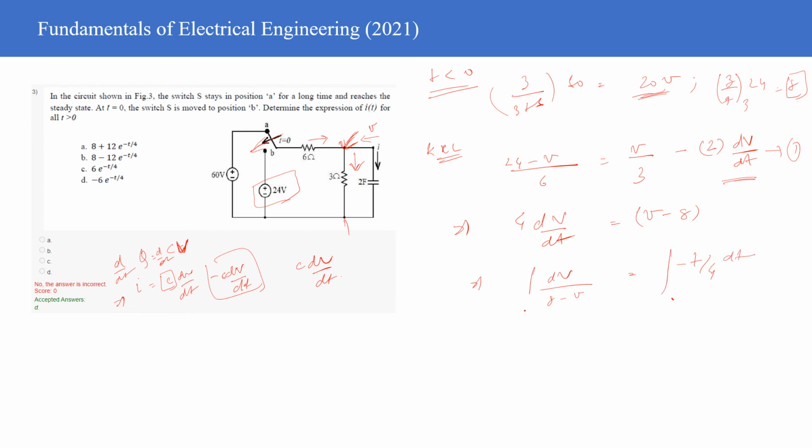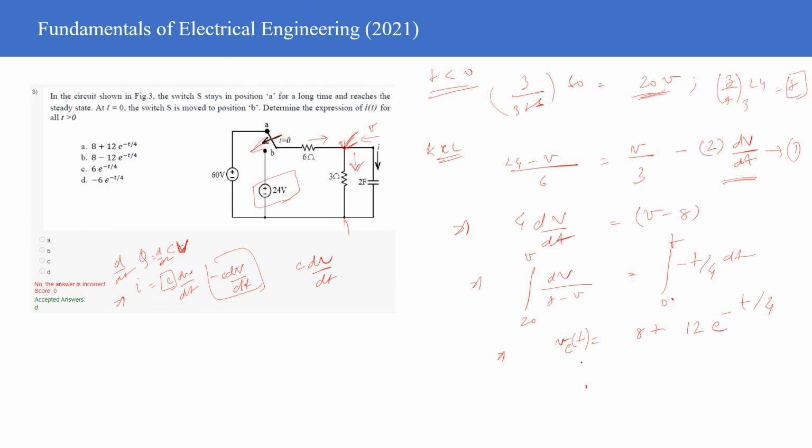And then you integrate it from both ends, from what? From 0 to time t, and from 20 to voltage V, right? And when you integrate it, you will get the voltage V equals 8 plus 12 e to the power minus t by 4, right? Now this is the voltage of the capacitance as a function of time.